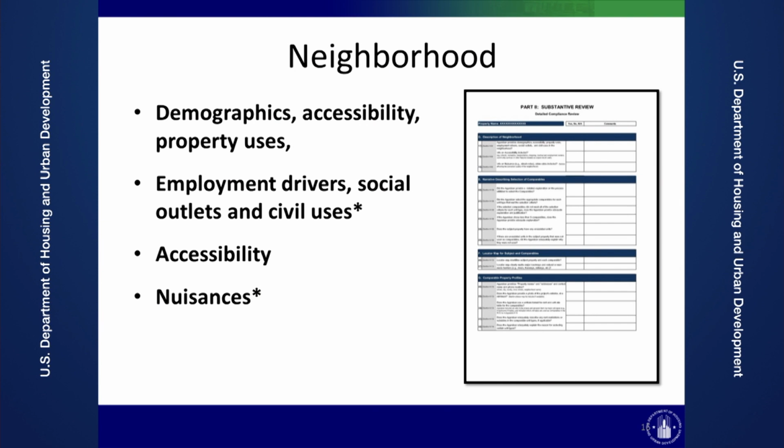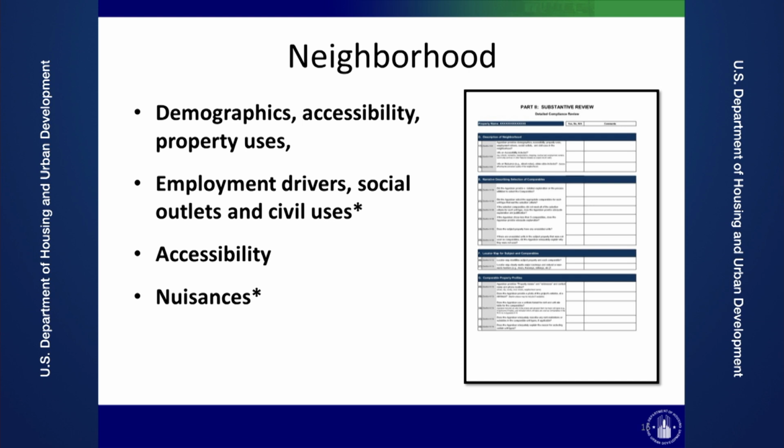Now we move on to neighborhood. We're in substantive review. We're looking at a description of the neighborhood. And this is where we found in some cases a falling down in what some of the appraisers had done. We look at the demographics, the accessibility, and the property uses in the neighborhood. We look at employment drivers, social outlets, and civil users.